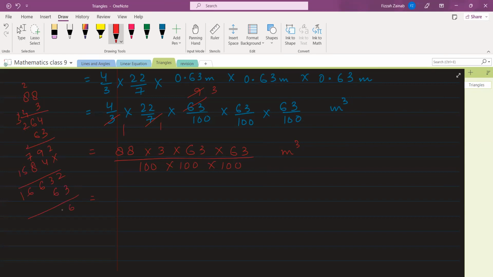3 into 2, 6. 3 into 3, 9. 3 into 6, 18, carry 1. 3 into 6, 18 and 1, 19, carry 1. 3 into 1, 3 and 4. 6 into 2, 12, carry 1. 6 into 3, 18, carry 1, 19, carry 1. 6, 6, 36 and 1, 37, carry 3. 6, 6, 36 and 3, 39, carry 3. 6 into 1, 6 and 3, 9, right? So I'm getting 6, 9, so 9 and 2, 11, carry 1, 9 and 9, 18, carry 1, 10 and 17, carry 1, 10 and 14, carry 1. So I'm getting this, right?